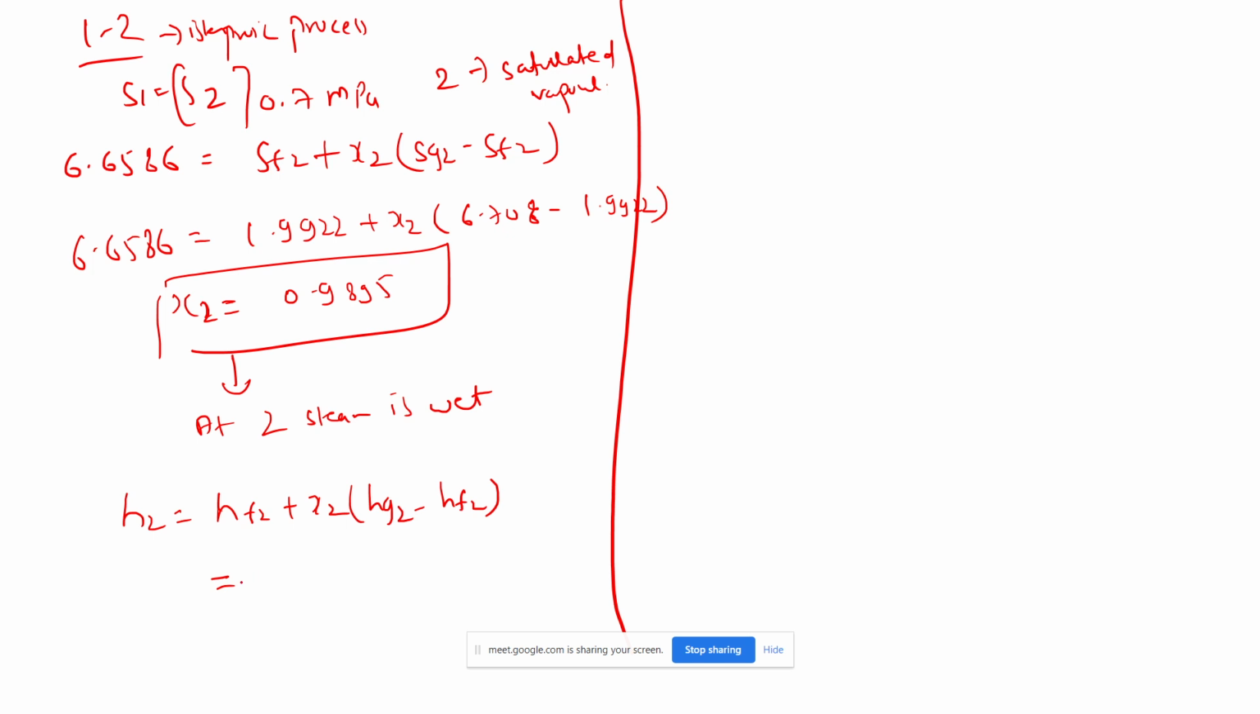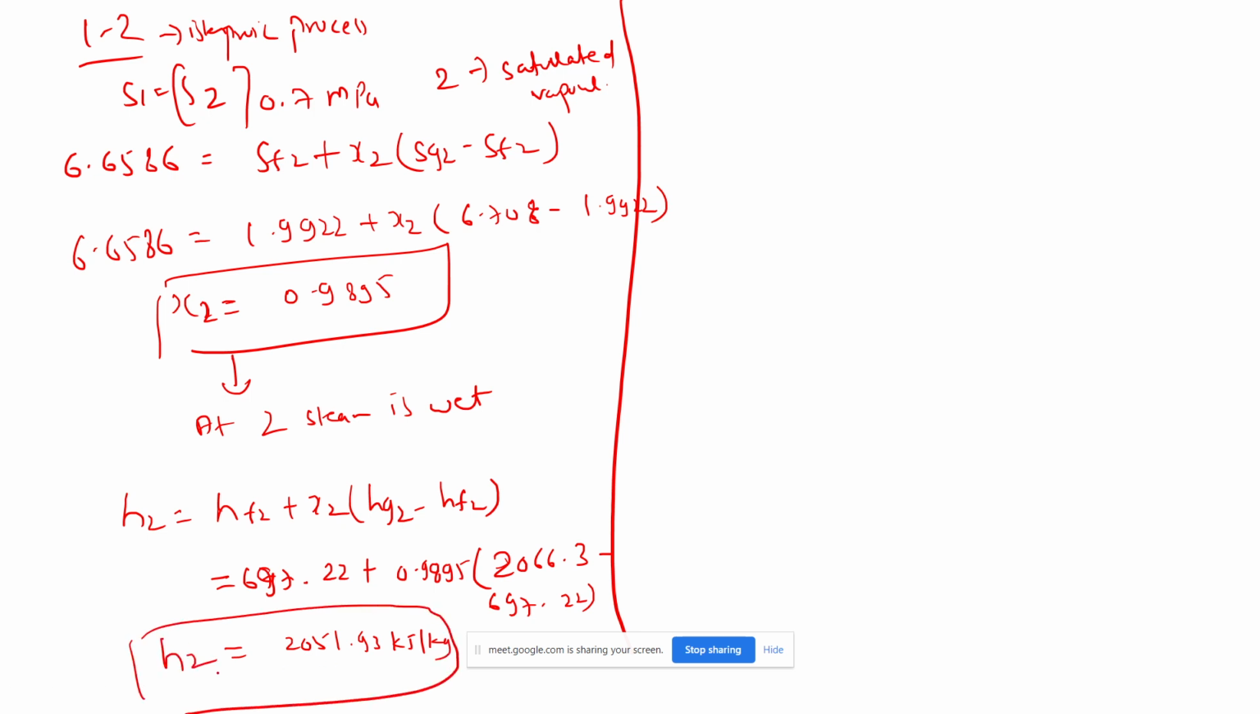So what will be the value? 697.22 plus 0.9895 times (2066.3 minus 697.22). So what will be the value of H2? 2051.93 kilojoule per kg.